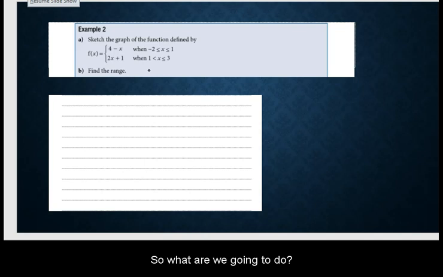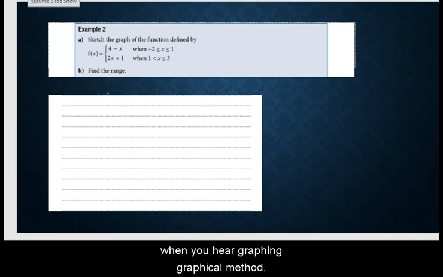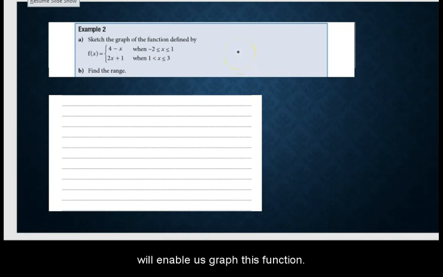So what are we going to do? How are we going to graph this function? Usually you run away, you guys, when you hear graphing, graphical method. Even in solving equations, you can solve equation graphically, and they are very simple and straightforward. So let's see how you should be able to graph this function. Let's look at, first of all, how to find those values that will enable us graph this function.